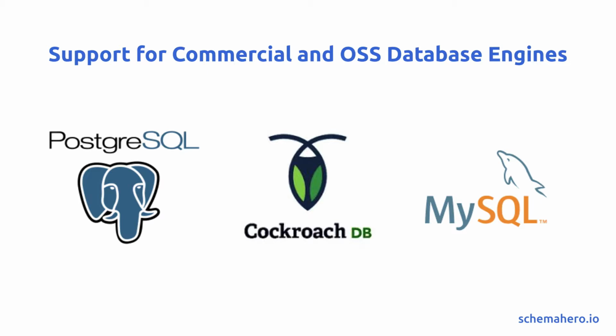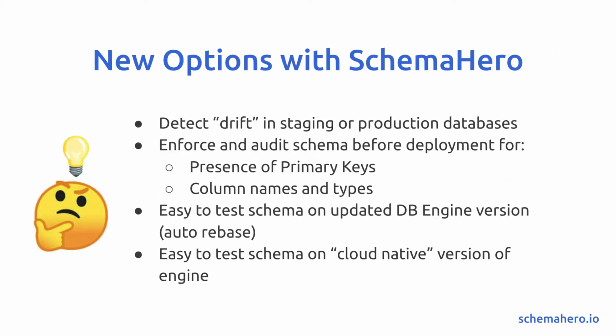Cockroach is very similar to Postgres, but it is a little bit different, and the schema management can be a little bit different at times. So SchemaHero creates some new options that we didn't have before, one of them being to detect drift in our databases. So now that we have the desired state of our databases deployed into the Kubernetes cluster, if something out of band has modified the schema, SchemaHero will generate a migration to bring it back to where we want it to be. It'll remove that drift.